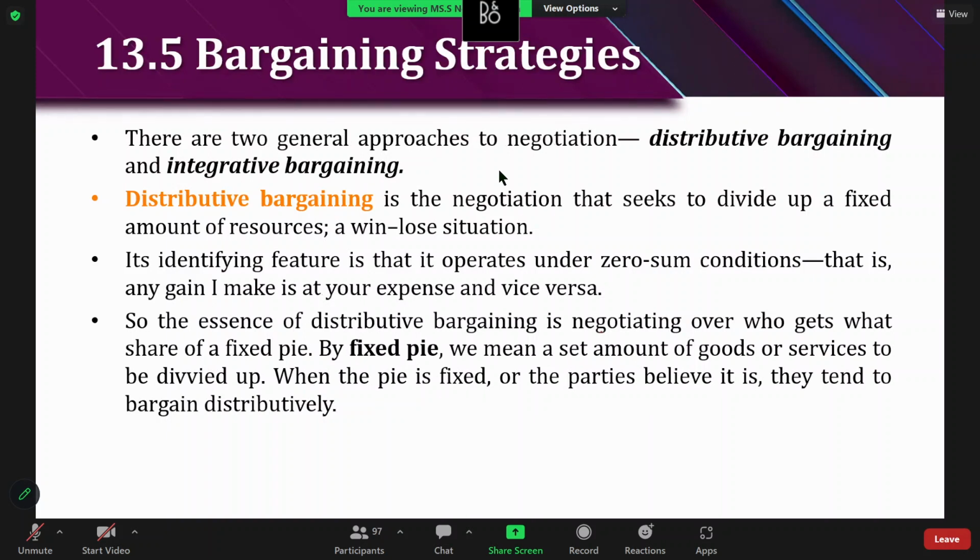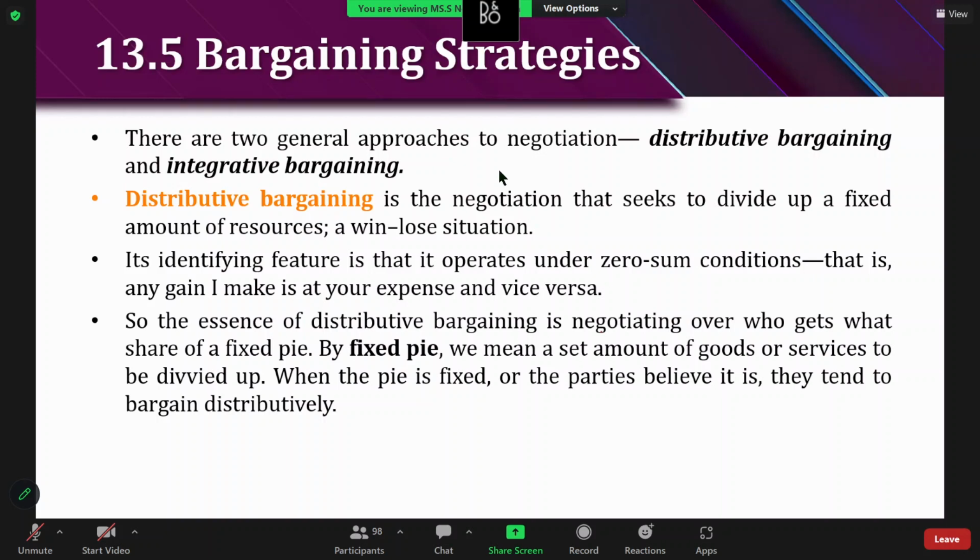We cannot expect a win-win situation in distributive bargaining because the thing that they are trying to divide is fixed. They cannot expand the amount or the resources there. So its identifying feature is that it operates under zero-sum conditions. That is, any gain I make is at the expense of yourself and vice versa. So if party A gains something, it is at the expense of party B. And vice versa, if party B gains something, that is at the expense of party A.